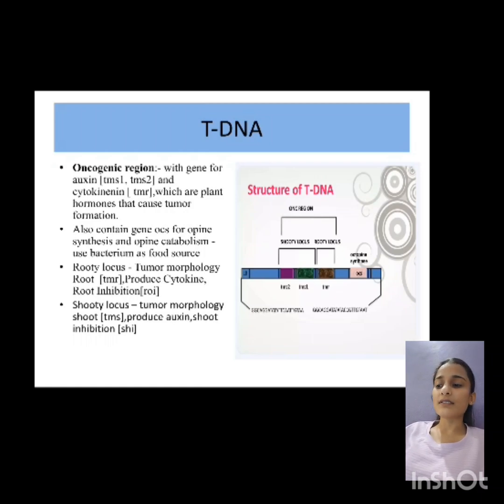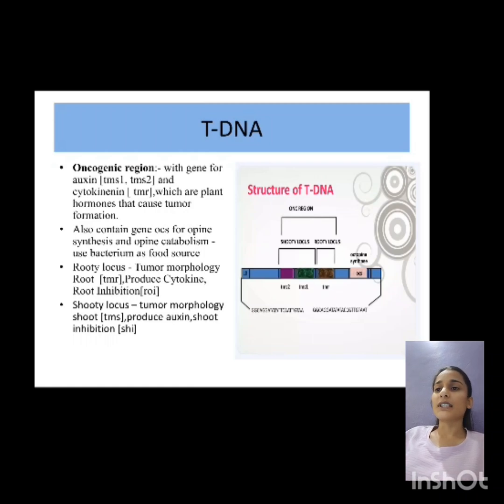Next is the shooty locus, that is tumor morphology shoot, TMS. It produces auxin, which is responsible for the growth of the shoot, but it also contains the SHI region, that is the shoot inhibition region. So this is the main part of the tDNA, or more specifically the structure of the tDNA.